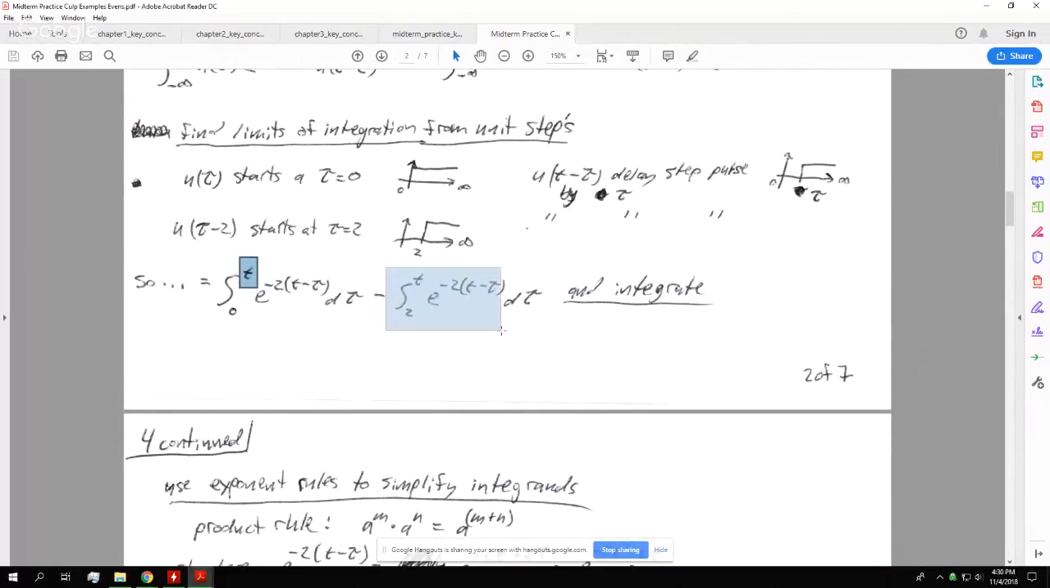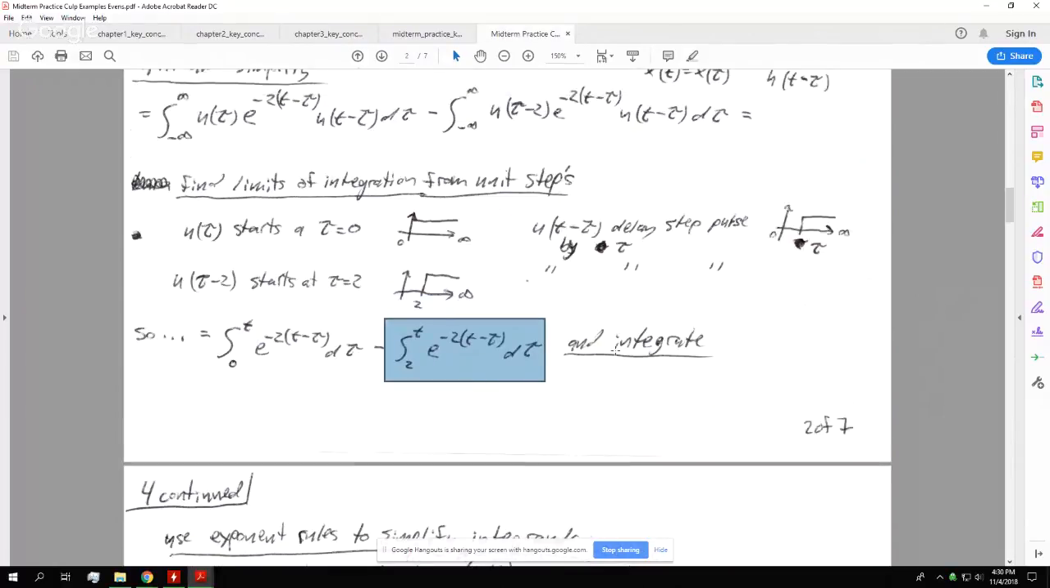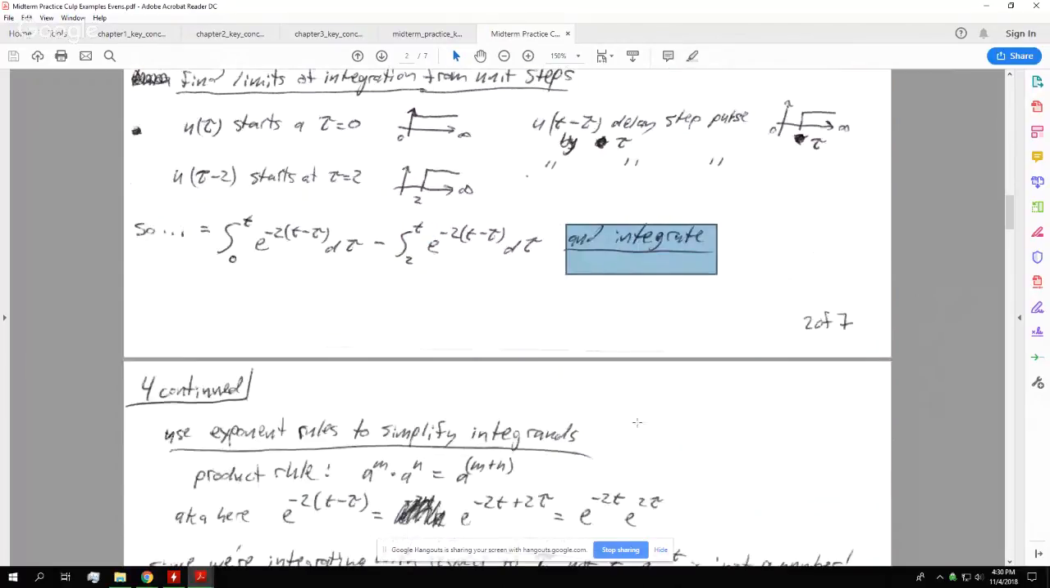Then we're going to do the same thing with the second integral using its respective unit steps as well. So let me scroll up. We have one unit step here starting at t equals 2, and then the second one starting at some arbitrary value of t, just like that.